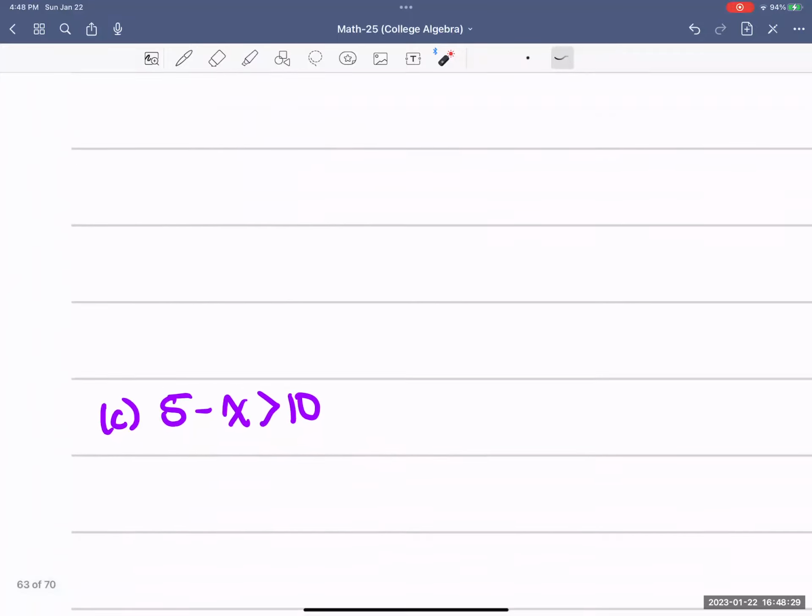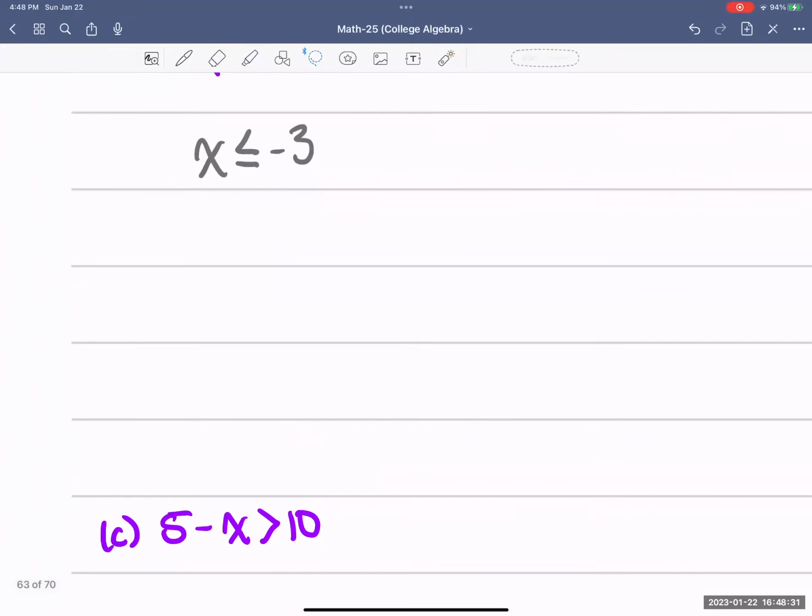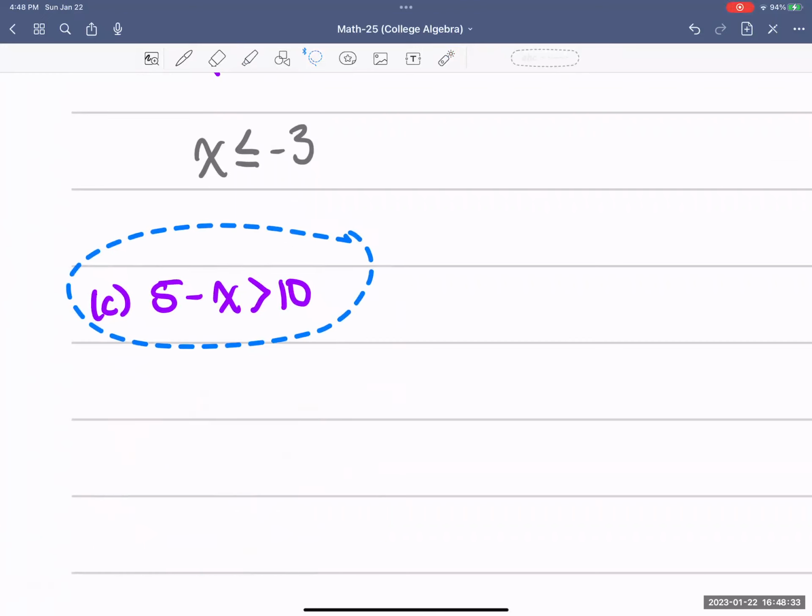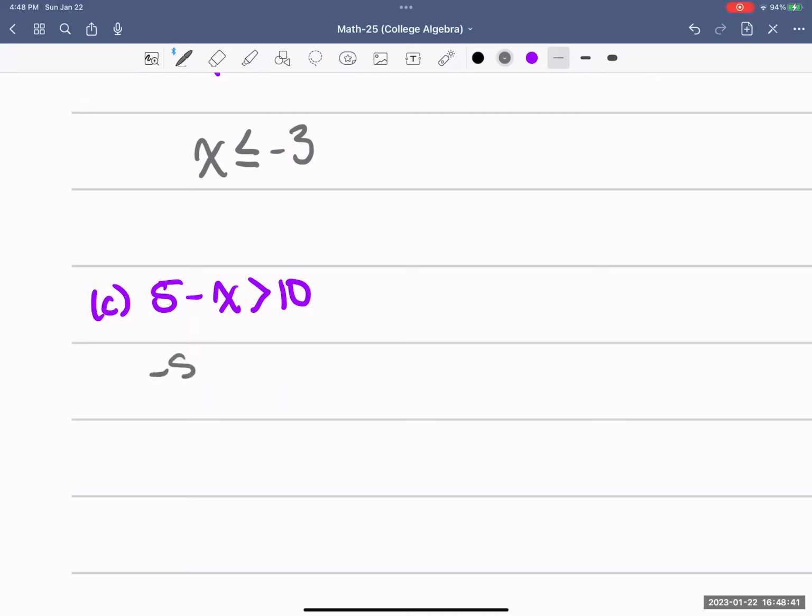All right, last question is going to be part C. And we're going to solve the first part just as if it were a regular equation. And once we start multiplying or dividing by negative numbers, then we could switch signs. Here we're just adding. We're adding negative numbers, so we're not messing with anything just yet. So negative x greater than a positive 5.